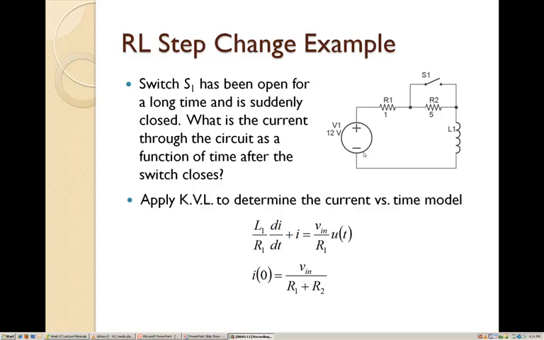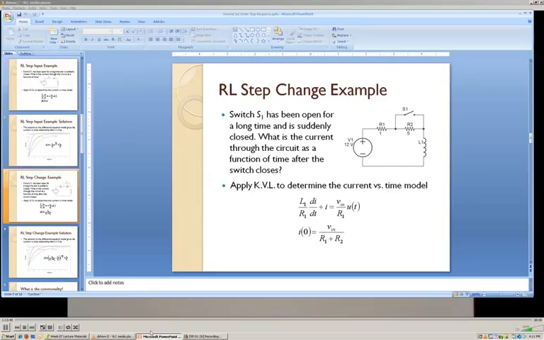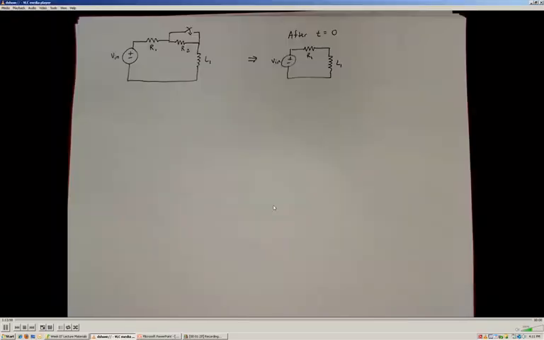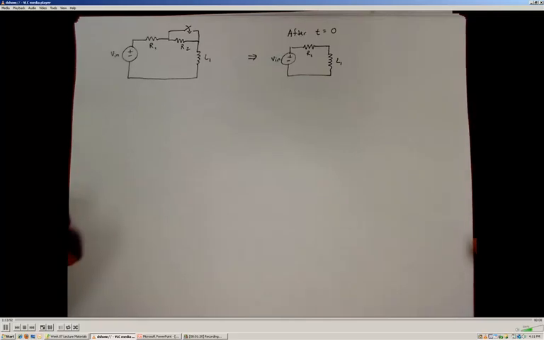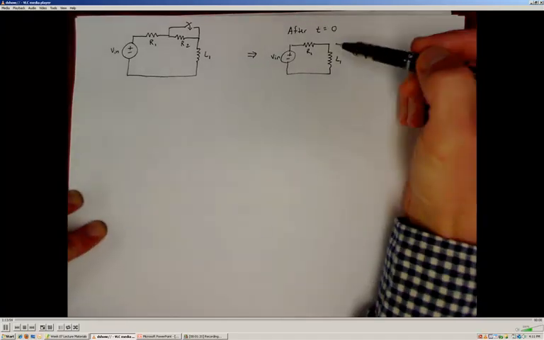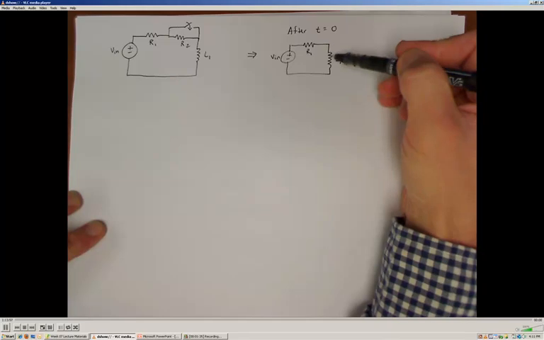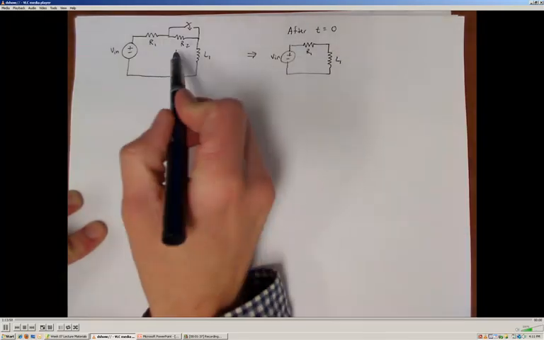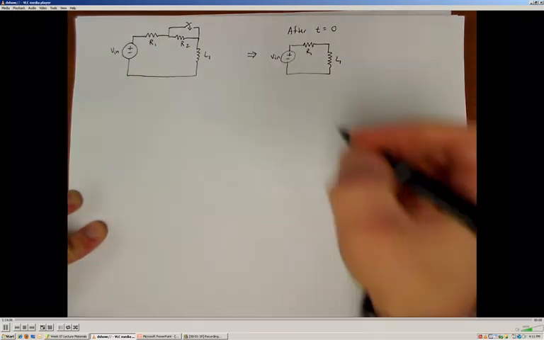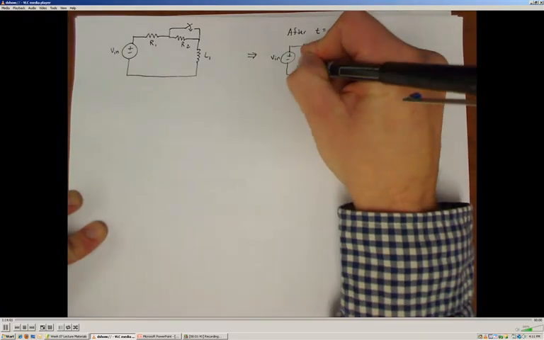Alright, and what we want to do is establish a differential equation model for this system and then solve that differential equation for this step change. Alright, and the way that we're going to do that is by applying Kirchhoff's voltage law around the loop. So what we need to do is look at our system again, and we recognize that after the switch closes, we have a circuit that looks like this. Basically, I've removed R2 because that's going to be a shorted resistor. And we're looking for the current in this loop.